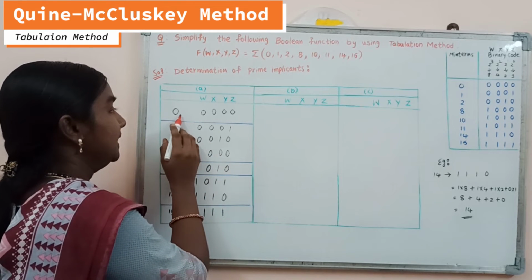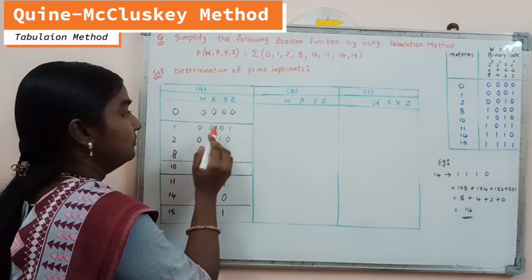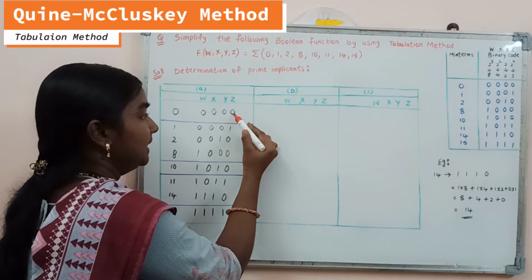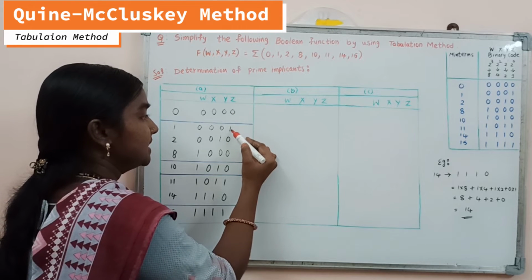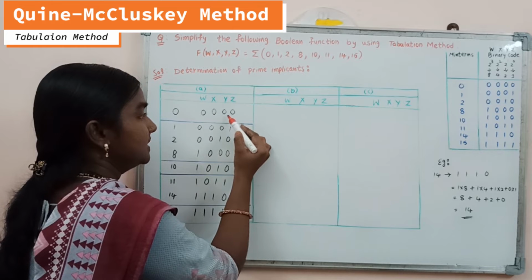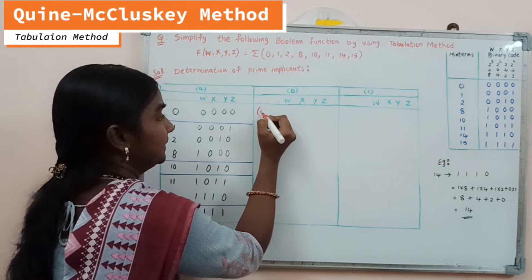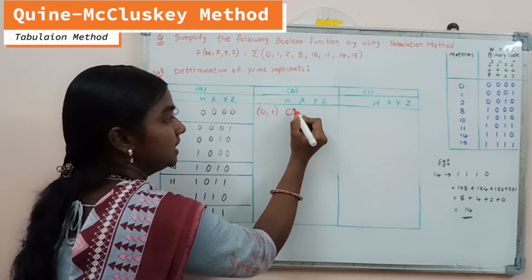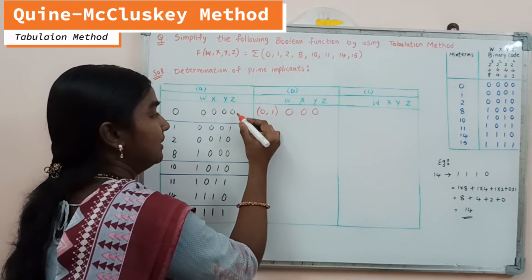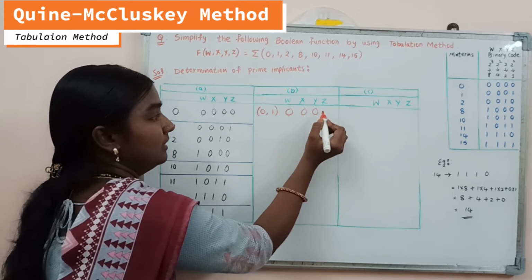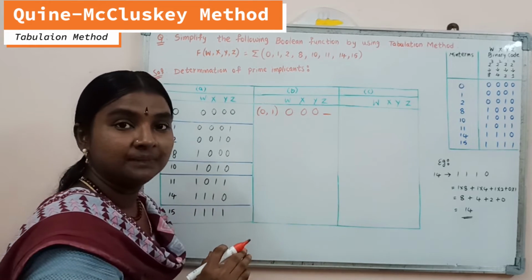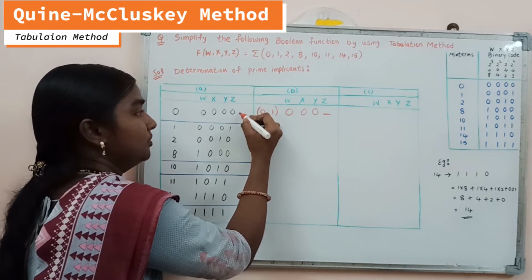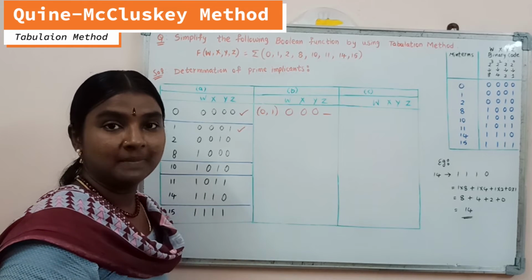Here, when we are comparing the M0 and M1 minterms, if we observe, only in place of the Z variable the binary bit is different. So 0 changes to 1, and the remaining 3 bits are the same. So we can write here that minterm 0 is compared with 1 and the code is going to be 0, 0, 0, and whichever variable is different, we need to keep a dash. And whatever minterms we compared, for those minterms we need to keep a tick mark.